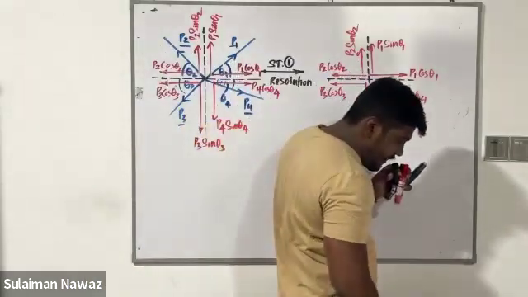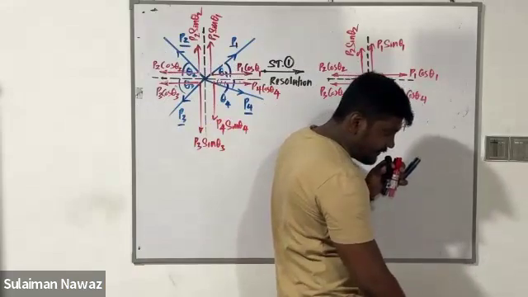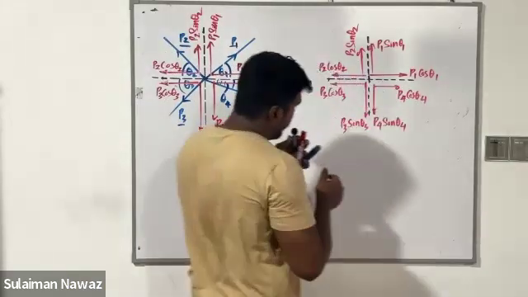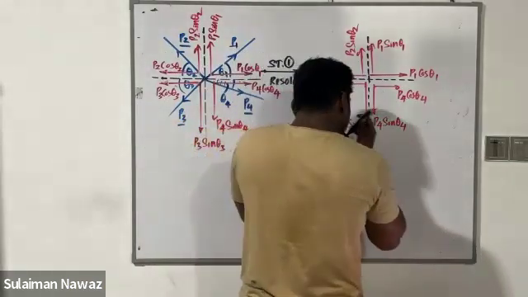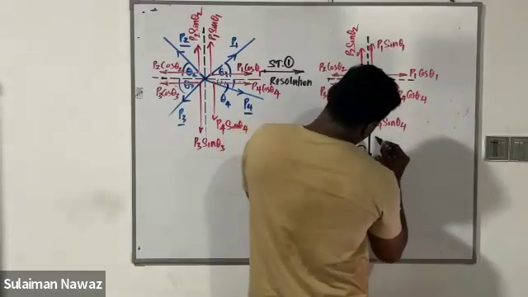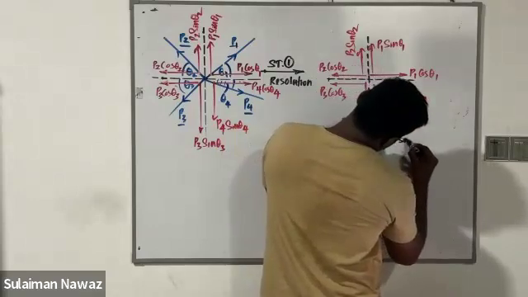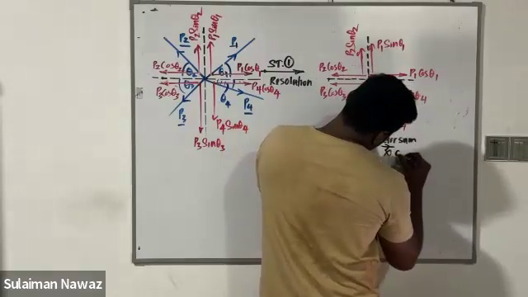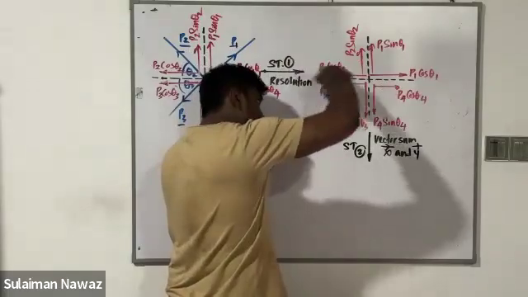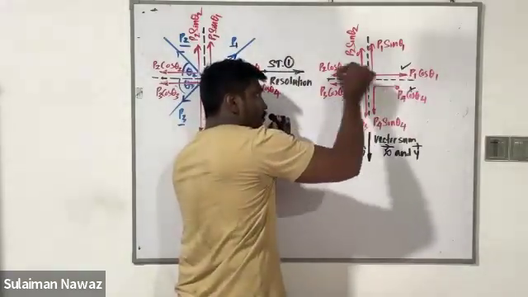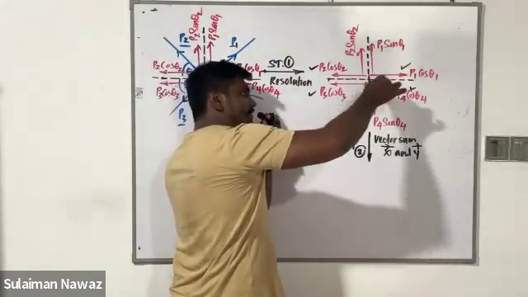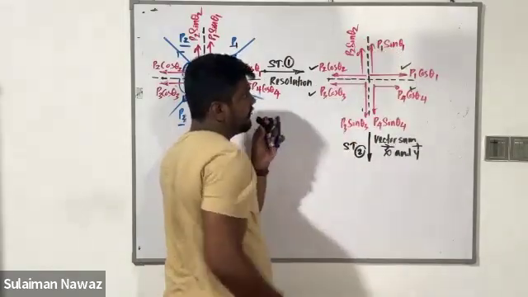After resolving the vectors, what is the second step? The second step is to obtain the vector sum in the x and y directions. Step 2, remember: vector sum in the x direction and y direction. Now tell me, in the x, horizontal direction, how many vector components? 1, 2, 3, 4. In the y, vertical direction, how many vector components? 1, 2, 3, 4. Right?